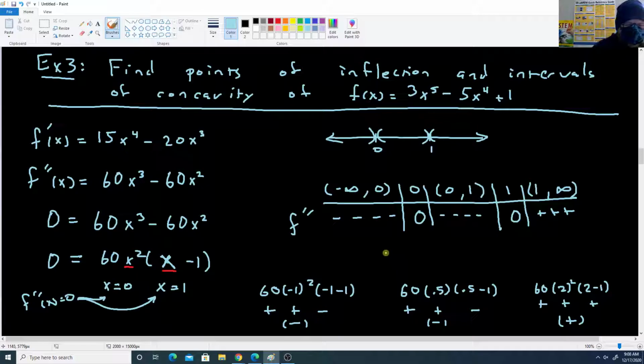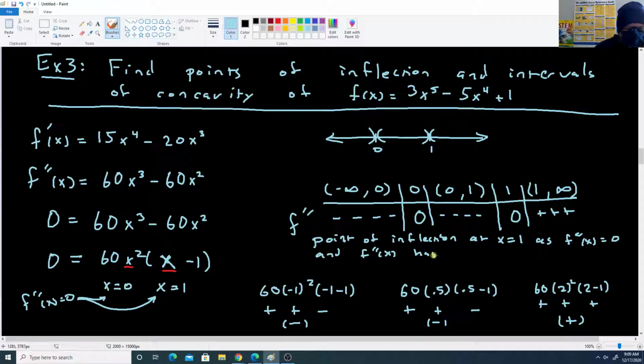Okay, so we got what we need. We have one inflection point. We have a point of inflection at x equals 1 as f double prime of x equals 0 and f double prime of x has a change in sign.